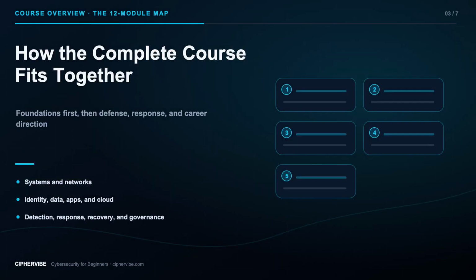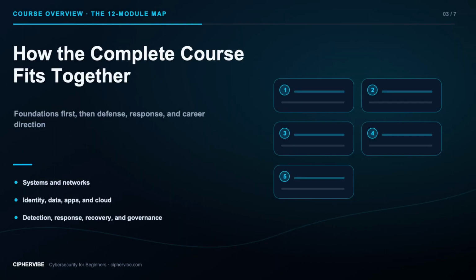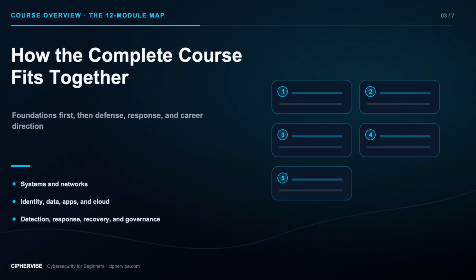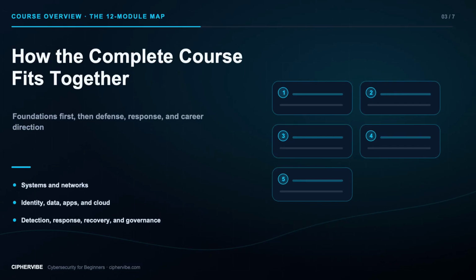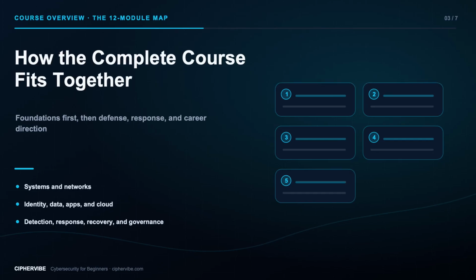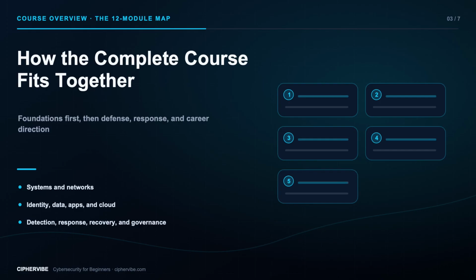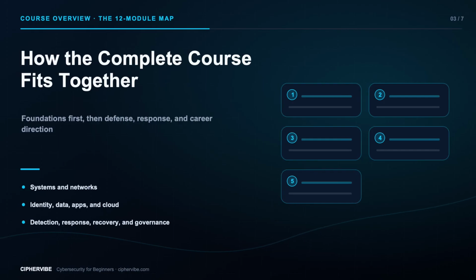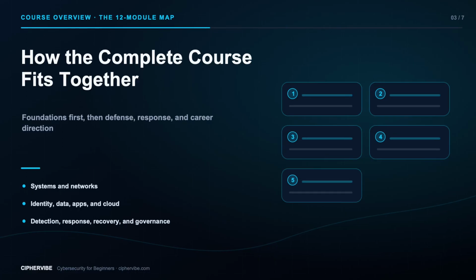The course is arranged in a deliberate sequence so that each module answers questions raised by the previous one. Modules 1 through 3 establish the foundation. You will learn security and ethics, understand how operating systems represent users, processes, files, services, and events, then trace how systems communicate through networks and the web.